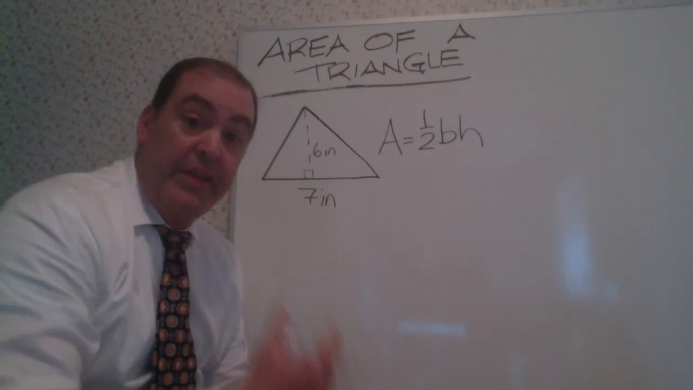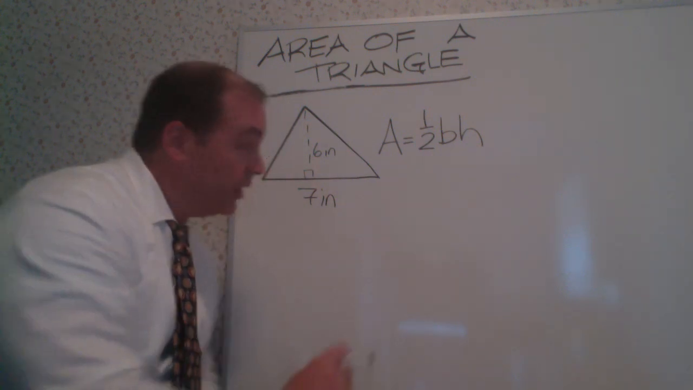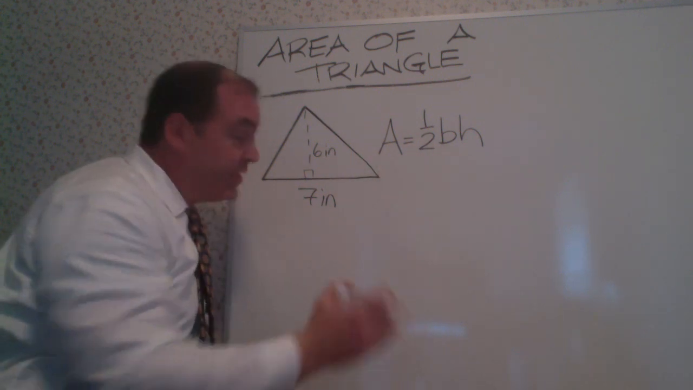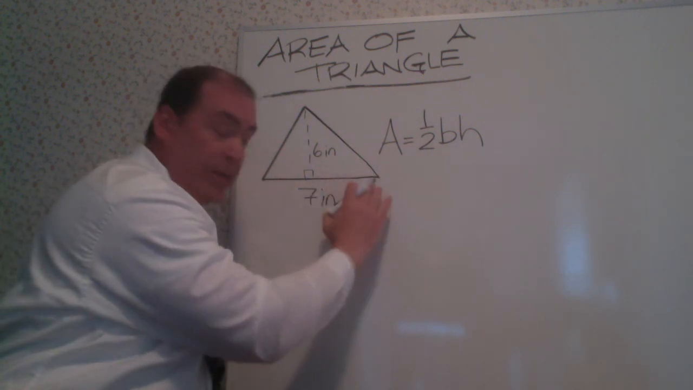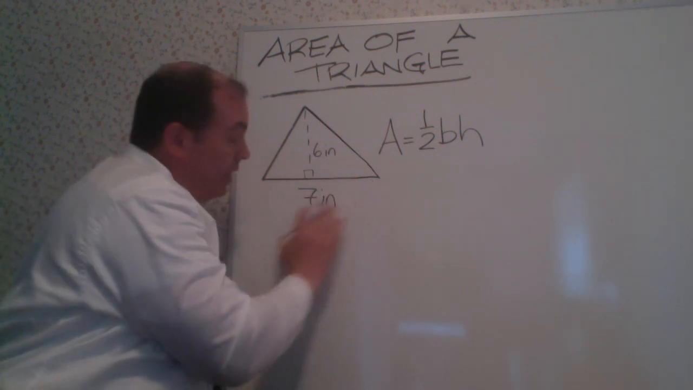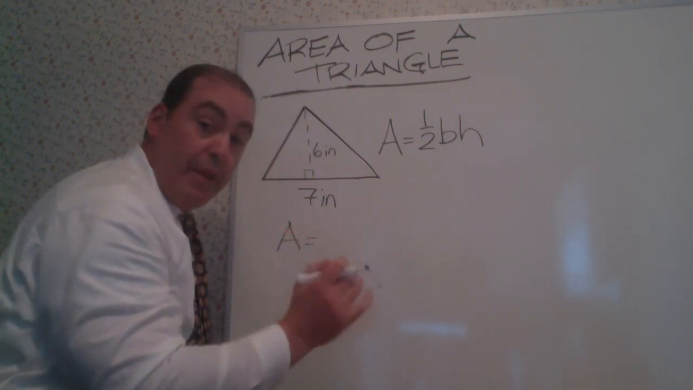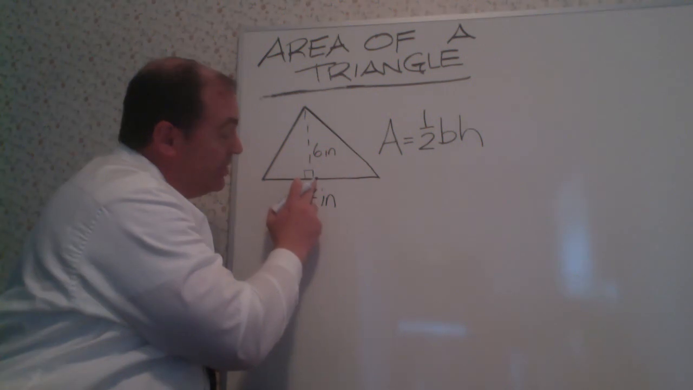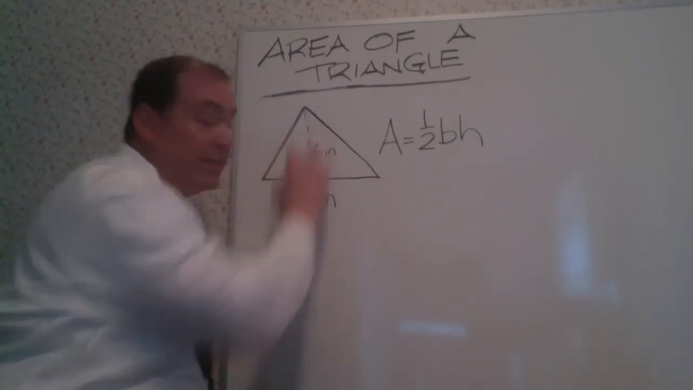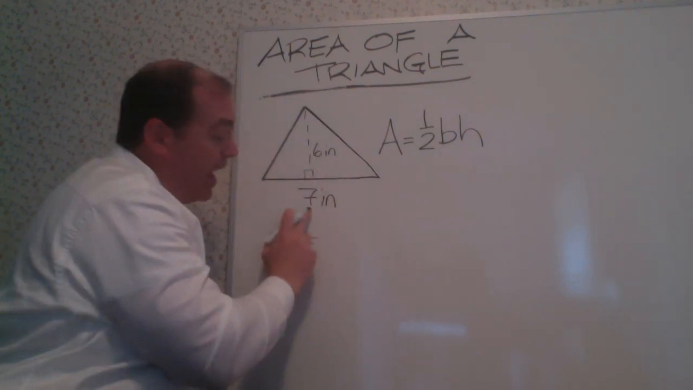So let's calculate the area of this triangle. Are you with me? Follow along. The area again is one half base times height. So what's my base? The base is the bottom, typically, not always, but typically the bottom line. And in this case, it's 7 inches. So what's my height? My height starts at the base and runs vertically, perpendicular with the base, to the top. Okay? So the height here, if you can see it, is 6 inches, and my base is 7.